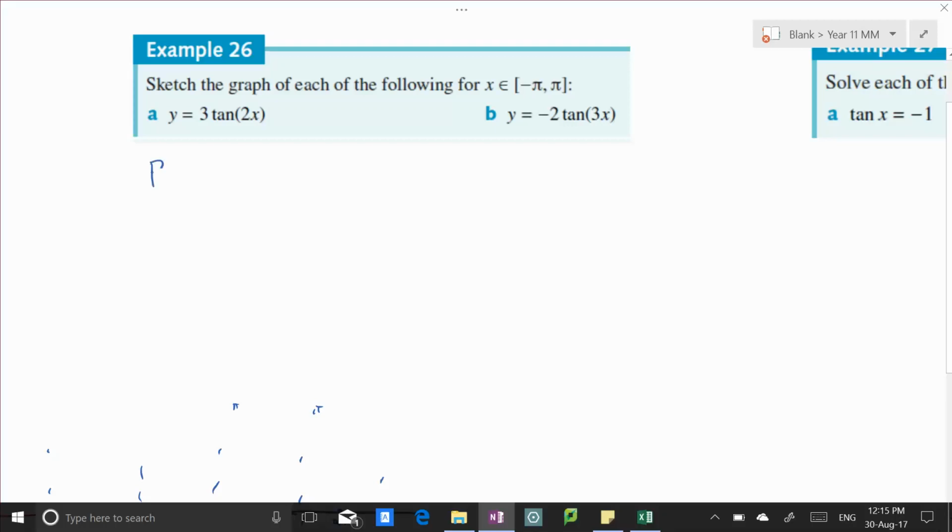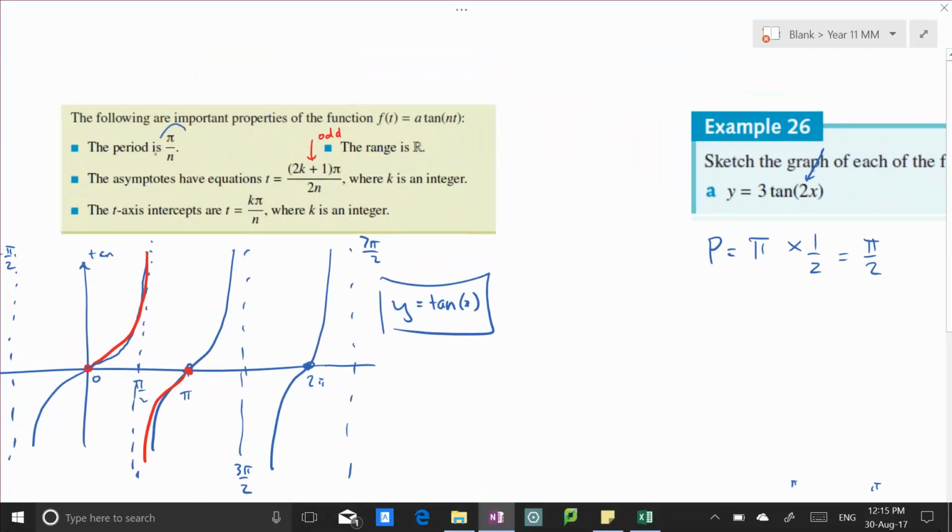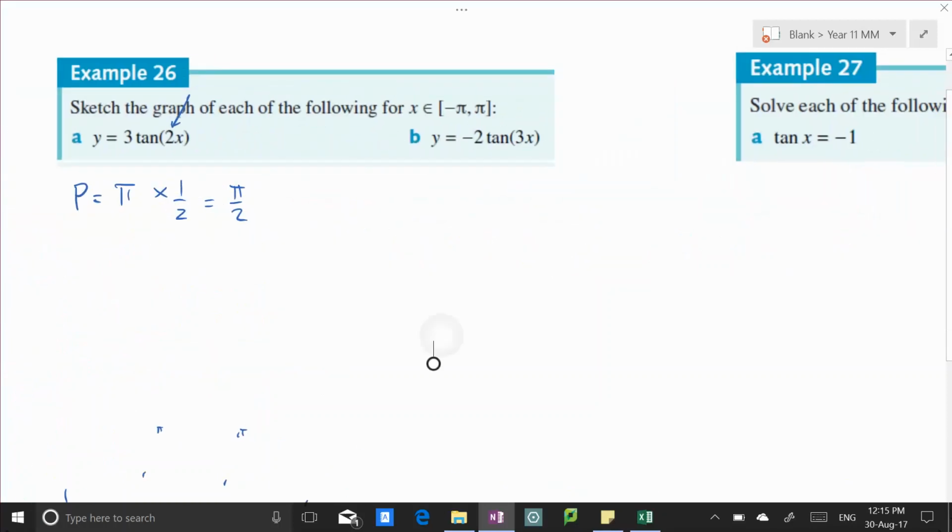Let's work out my period first. What's my period in this case? 3 tan of 2x. Pi on 2. Because remember, the period is normally pi, but then whatever the value of n is, which is 2, that shrinks it. Now it shrinks it by half. So normally it's pi times a factor of half. That gives you pi on 2. Or you can use the formula and just go pi on n. Okay? So I now know the period is pi on 2.